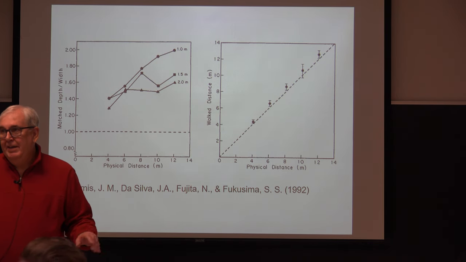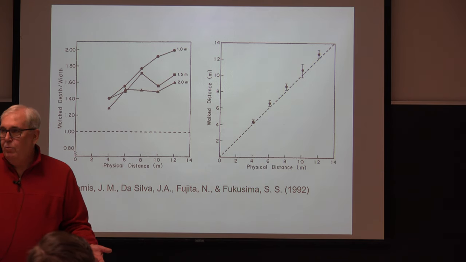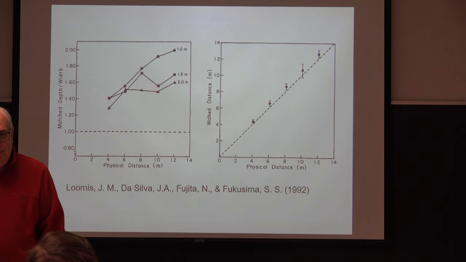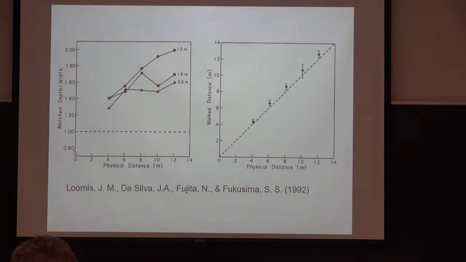I don't buy it myself. If your motor system had this accurate knowledge of metric structure, why wouldn't it allow your perception to have access to it? It doesn't make much sense. Ah, that's a good point. However, it's the one in depth that you're misjudging. The horizontal one, you're fairly accurate at. Well, because you don't have to visually know the depth one because you move physically in depth.